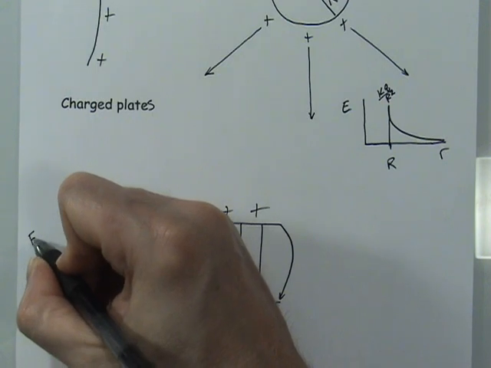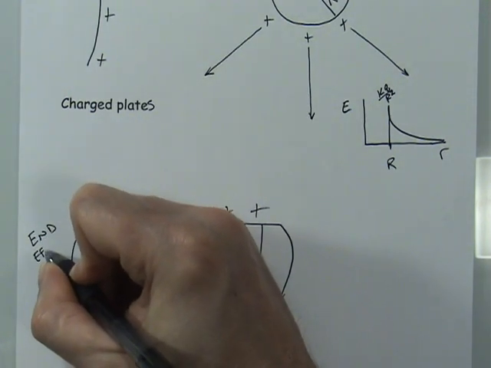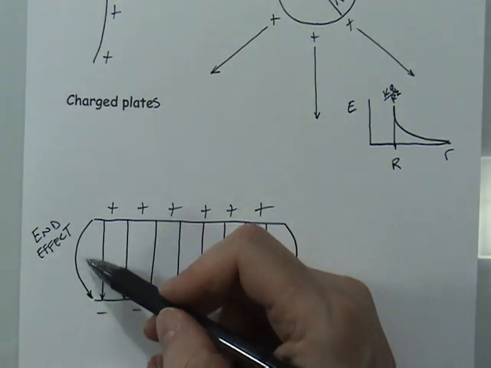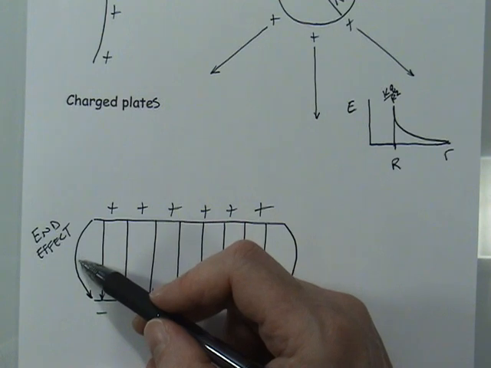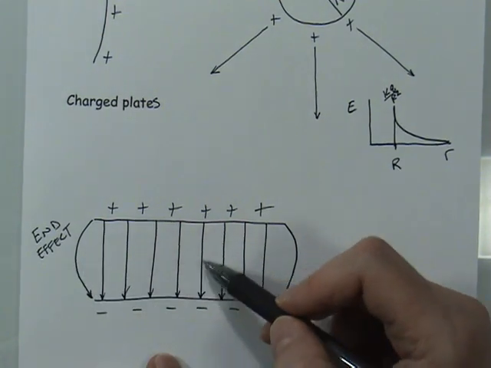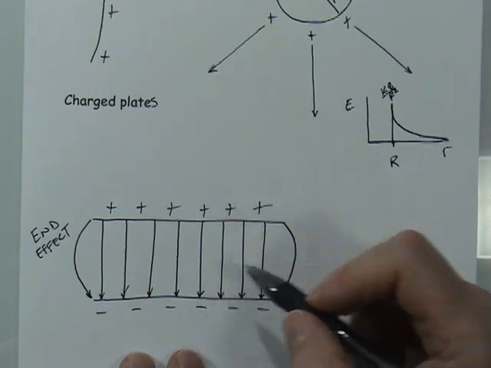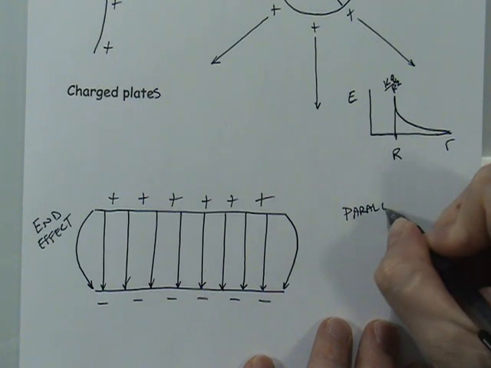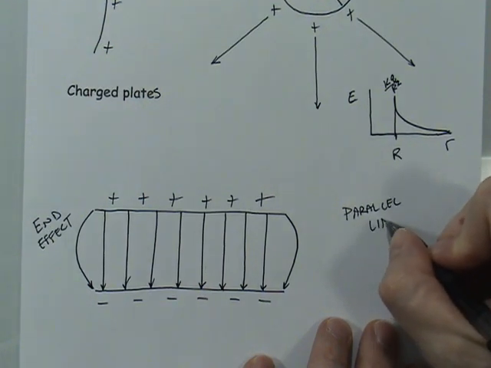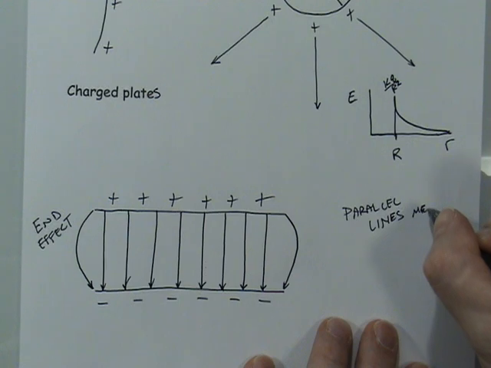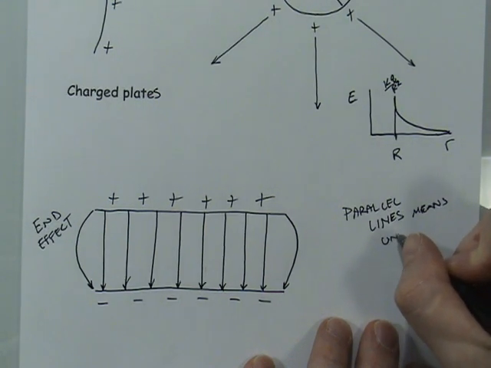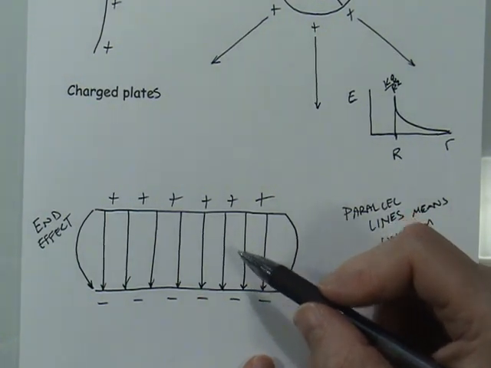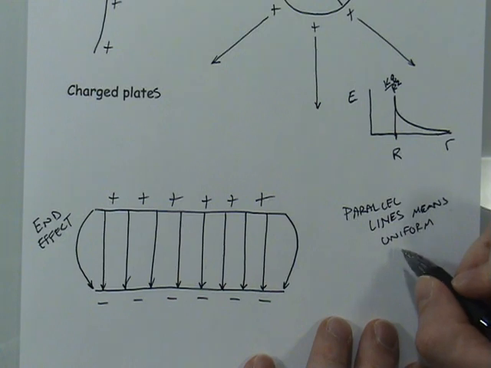This has a very fancy name. It's called the end effect because it happens at the end. And what happens at the end is that the field is not actually perfectly uniform. The field is a little less strong than it is here in the middle. What is it that tells me that this field is uniform? Parallel lines means uniform field. Because the lines are not becoming more concentrated or less concentrated, that means that the field strength is not changing.